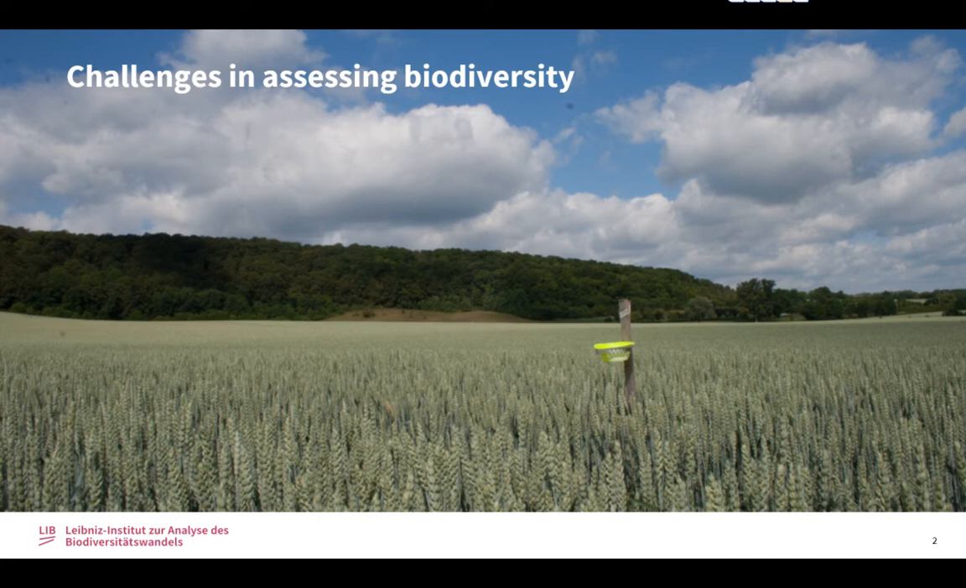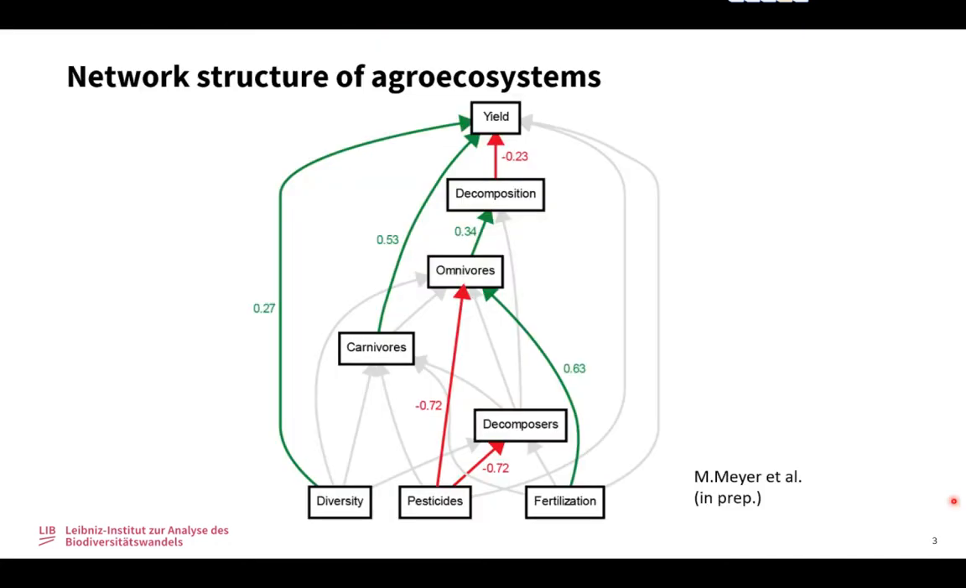In addition, another challenge is to unravel the network structure of agroecosystems. You can see here, for example, management practices and how these affect interactions among organisms and ultimately economic output such as yield. And unraveling these structures can be done, for example, using different sensor systems.